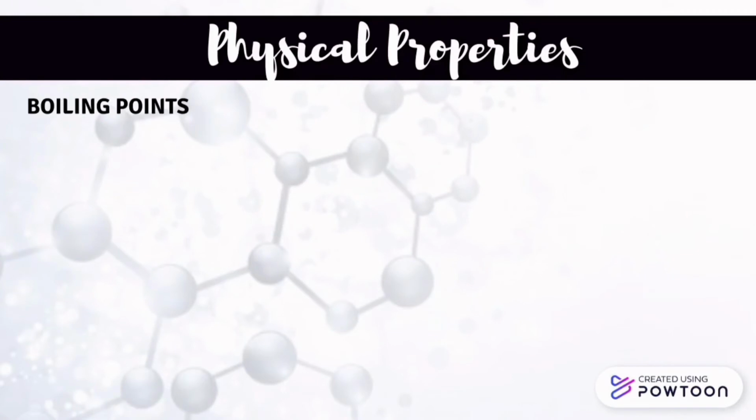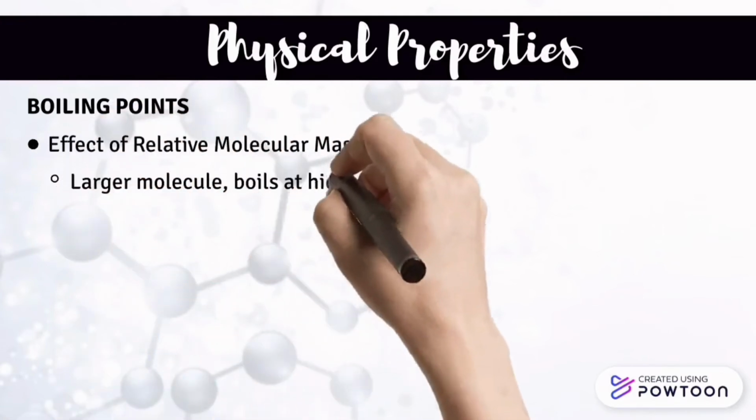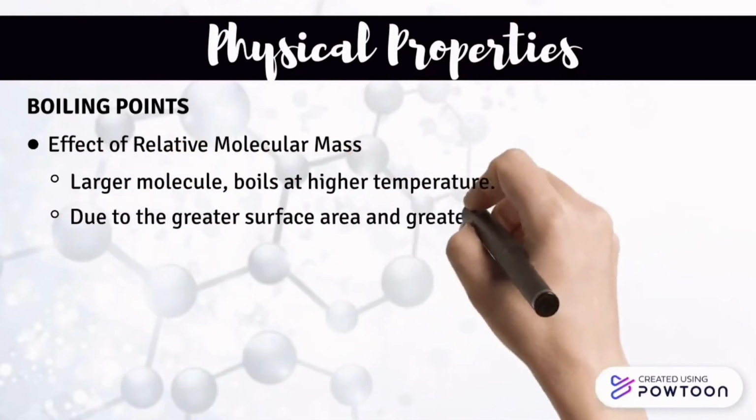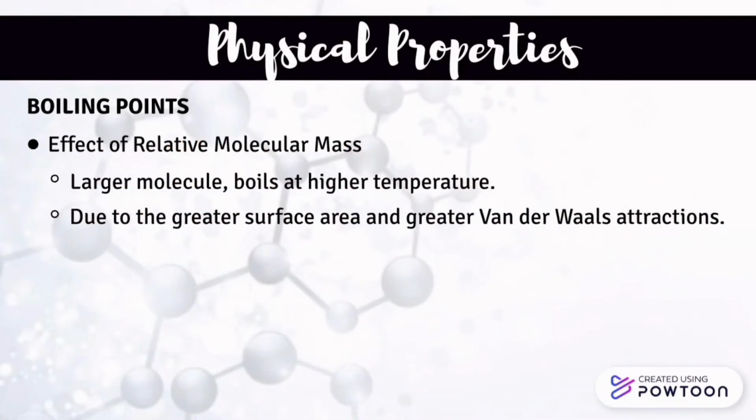Boiling points of alkane depend on two things. The first is the effect of relative molecular mass on boiling points of alkane. A larger alkane, which has more carbon atoms and bigger relative molecular mass, will boil at a higher temperature. This is due to the greater surface area and greater van der Waals attractions.